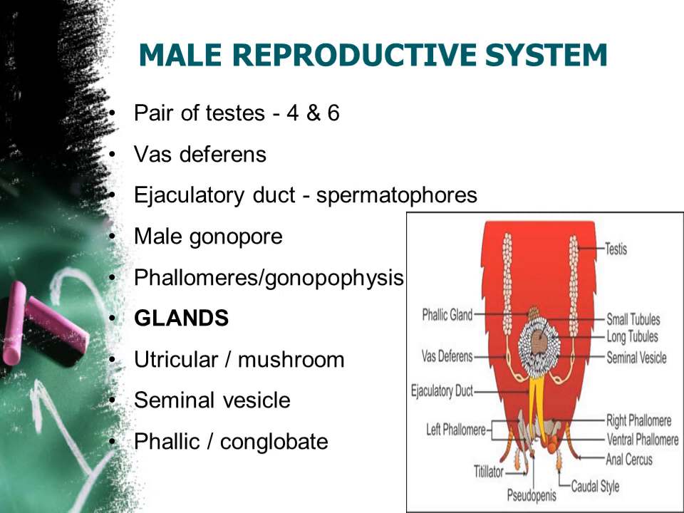Okay. And this is present in the anterior part of this ejaculatory duct. Can you watch? Anterior means upper region. Understood?